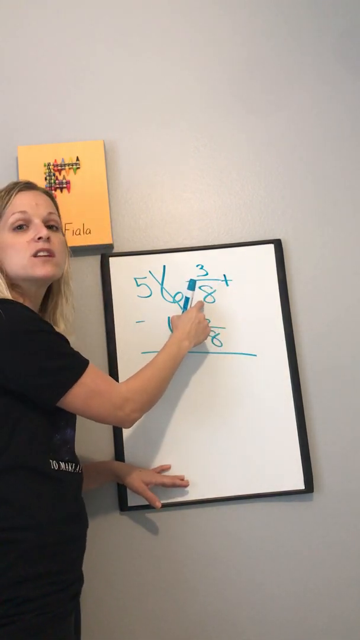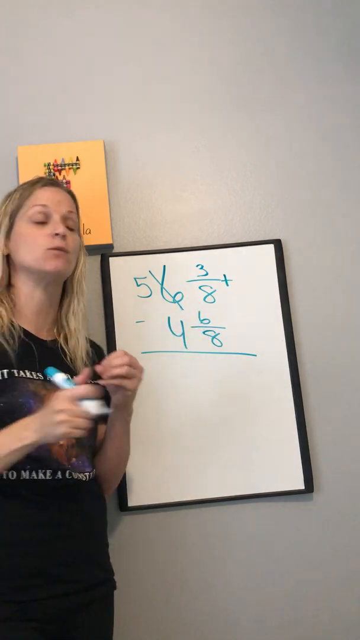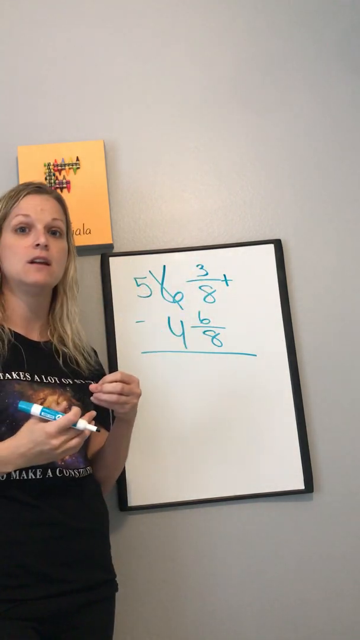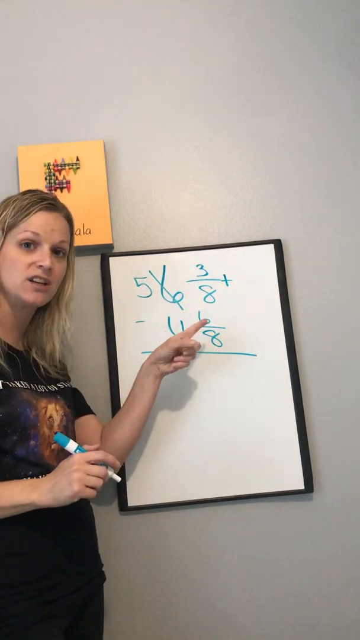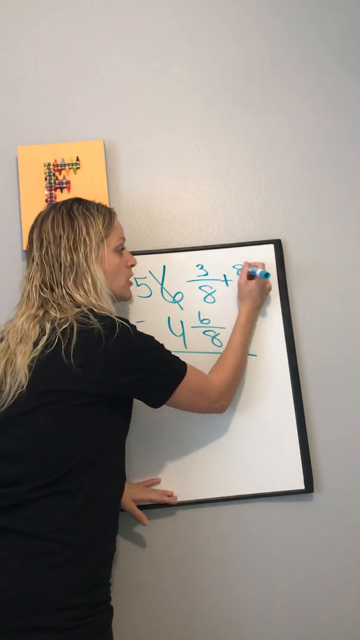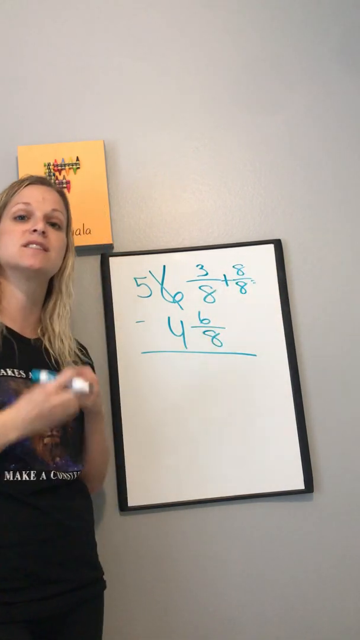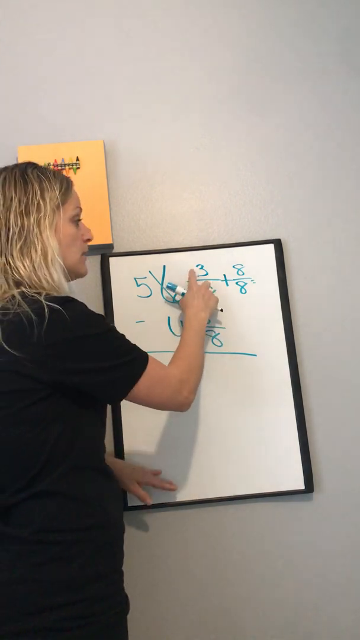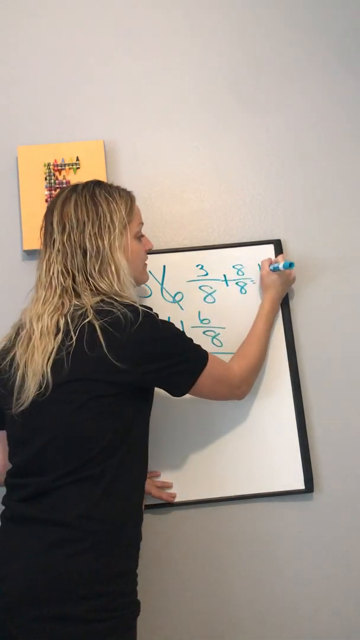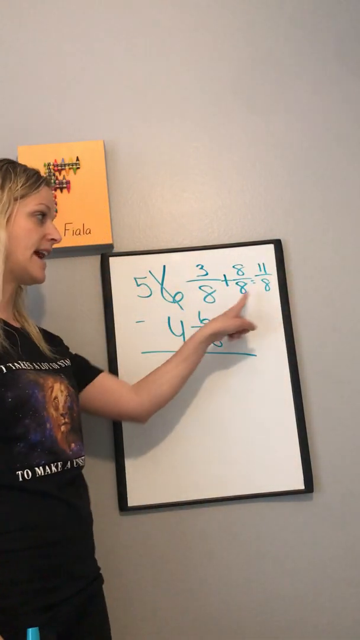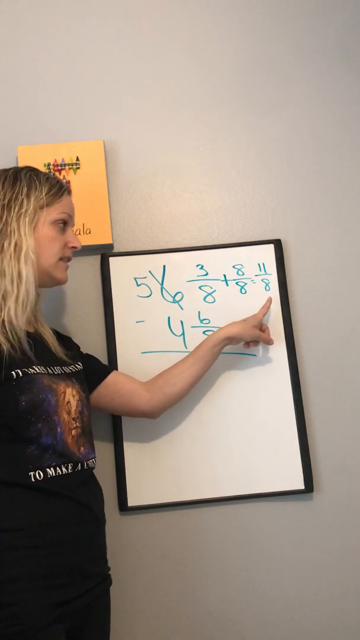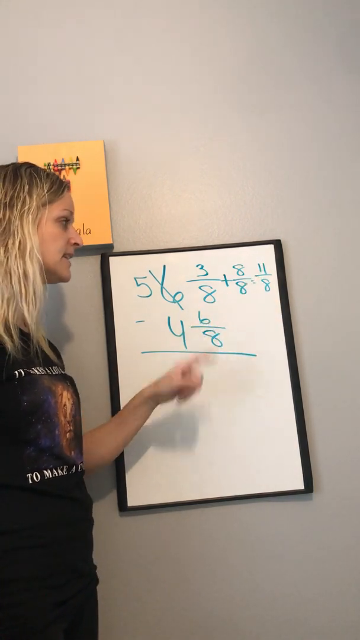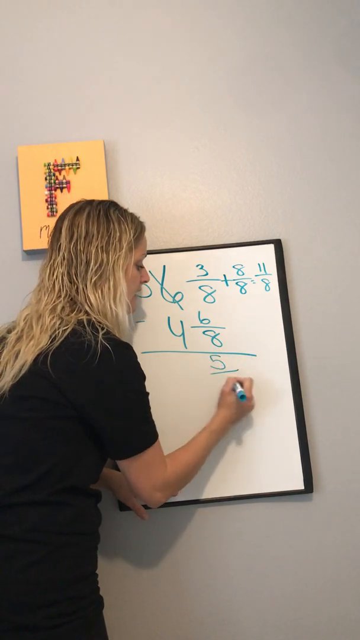What is a whole for this fraction? It's not 10. We're not just adding 10 to the 3. What's a whole for this fraction? It is 8/8. Remember, the numerator and the denominator have to be the same number. 3 plus 8 is 11/8. That is what I have now. Now 11/8 minus 6/8 gives me 5/8.